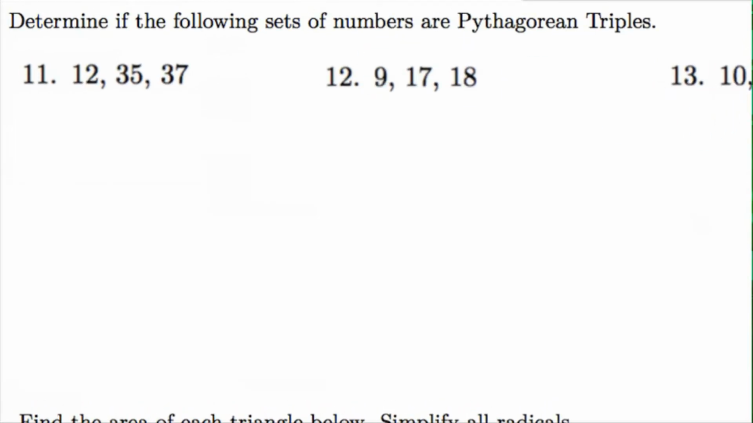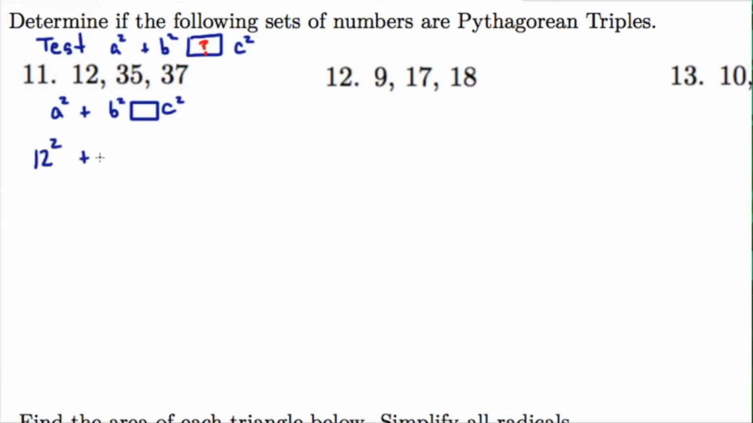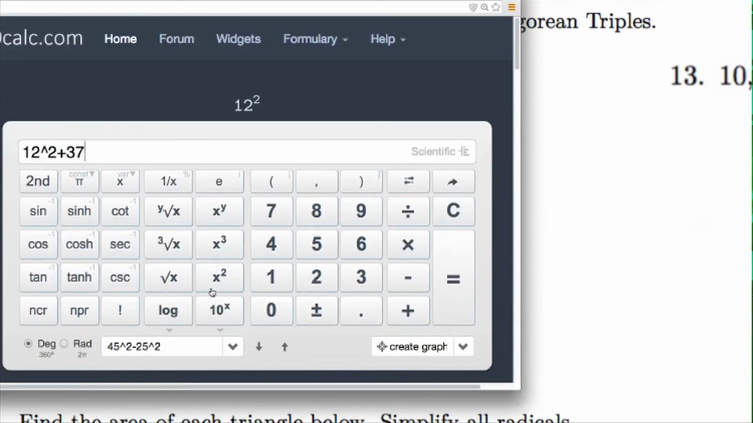Determine if the following sets of numbers are Pythagorean triples. Well, remember, a Pythagorean triple is 3 numbers that satisfy the Pythagorean theorem that are all whole numbers. So no decimals, no fractions. So we're going to put in 12 and 35 for a and b, since they're the smallest of the 3 numbers, and 37 in for c.